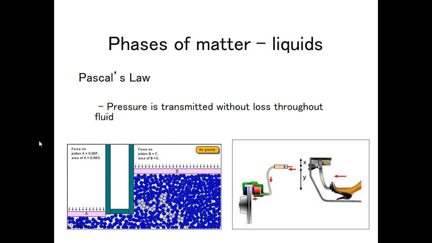Now the force per unit area, that's the pressure. The force per unit area is going to be the same on A and B. But the work is also the same. So the work done at A is equal to the work done at B. But remember, work is force times distance. So A has to move a much greater distance because there's less force applied than B does. And this obeys the law of conservation of energy.